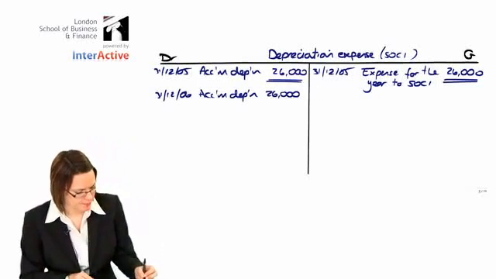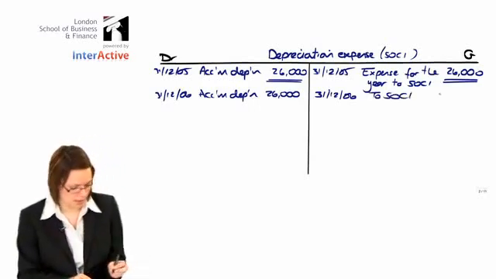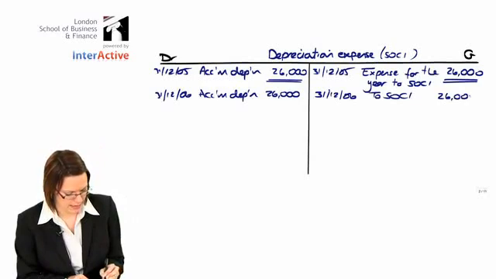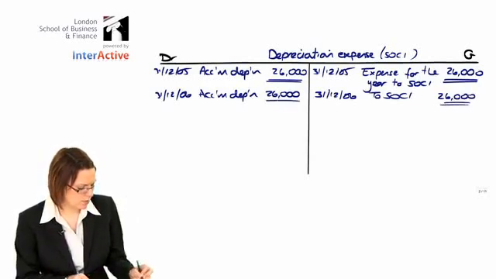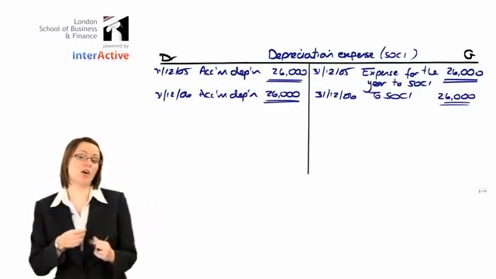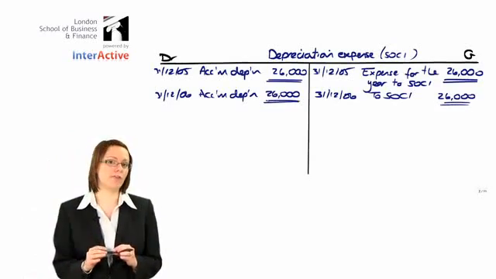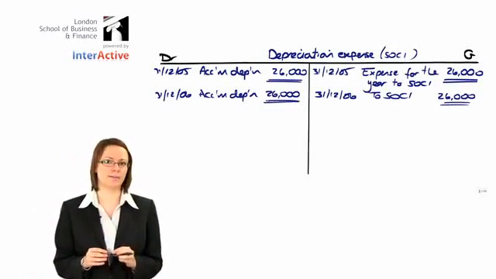So, 31st of December 06, expense for the year to the statement of comprehensive income will be 26,000, and then double underline that to write it off. And remember, that's going to get written off to your statement of comprehensive income to reduce your profit in 2006.